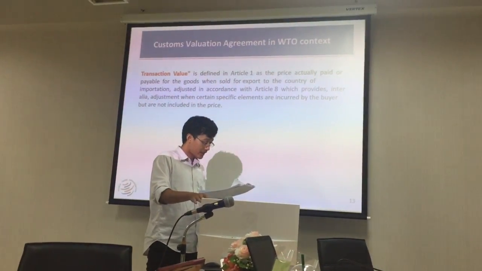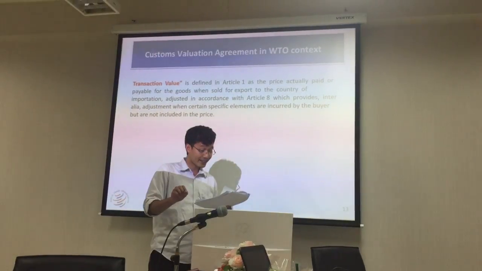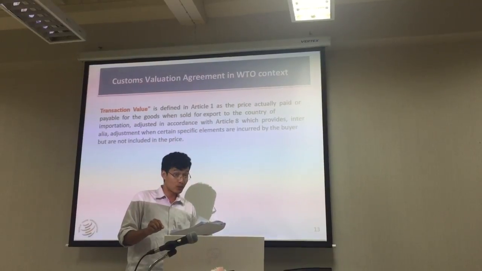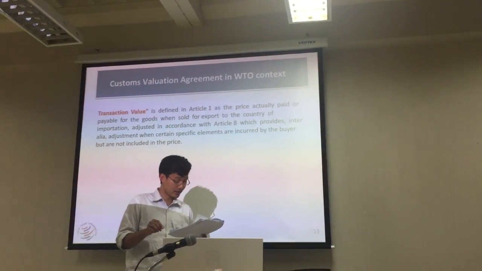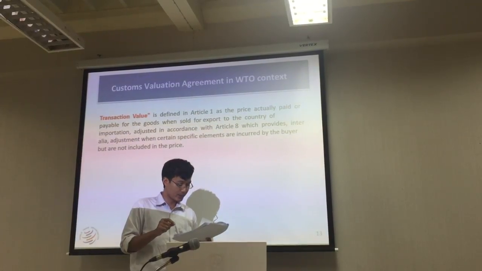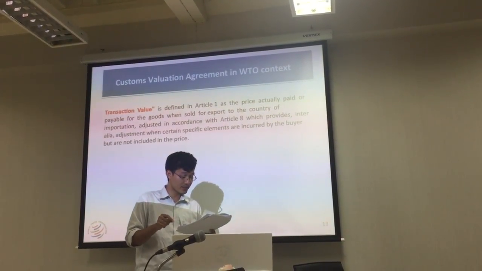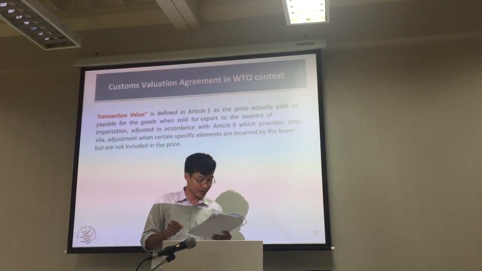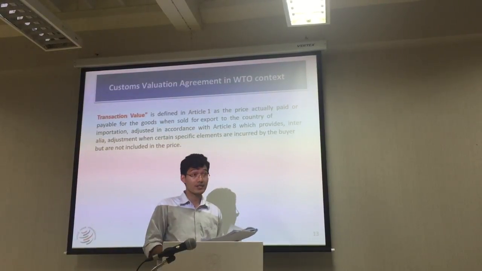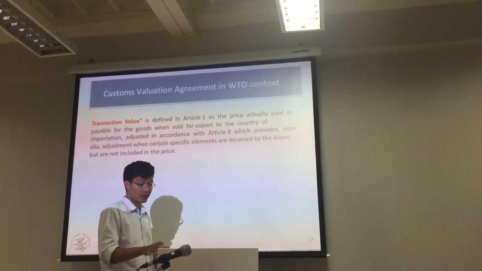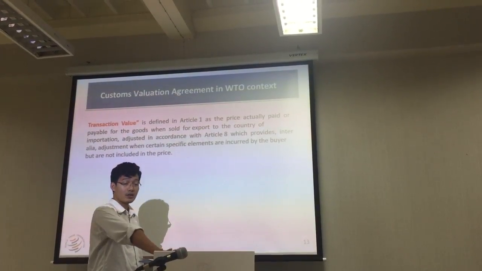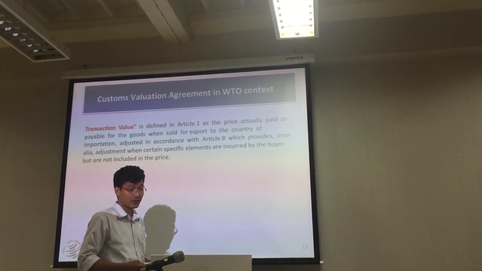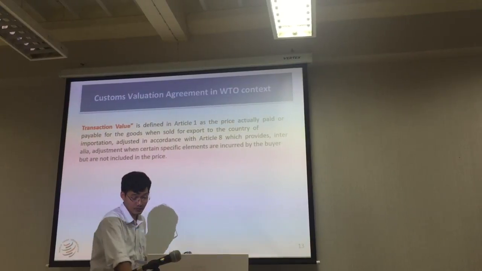The second measure is the transaction value of identical goods. The third is the transaction value of similar goods, number 4 is the deductive method, number 5 is the computed method, and number 6, the last method of calculating customs valuation, is the fallback method. I haven't put that in the slide, but this tells you the methods used in the WTO.